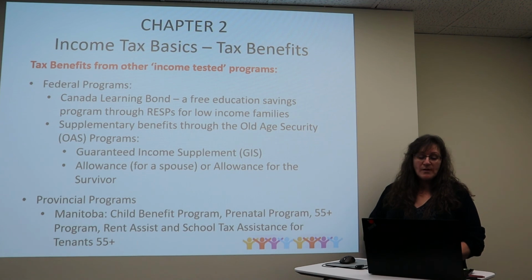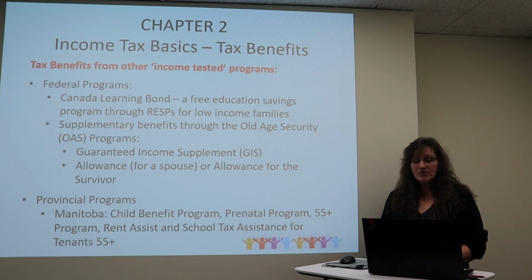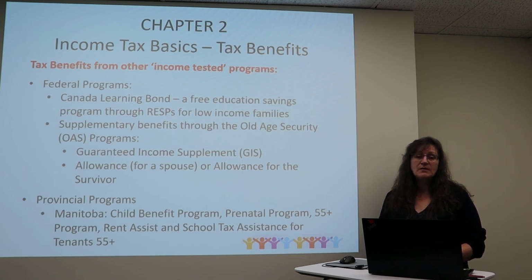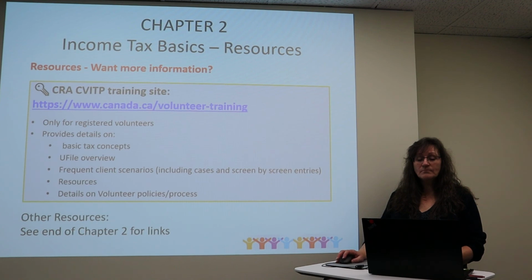Provincially, there are other programs that may require separate applications that can generate income for individuals and families. There is the Manitoba Child Benefit Program and the Prenatal Program. There is also a 55 plus income support program, Rent Assist, and the School Tax for Tenants 55 plus, which are all benefit programs that can help to improve financial well-being for eligible individuals, and they are all based on the proof of income that is shown on the tax return. So not only having the tax return completed, but having it completed accurately is going to be essential in making sure people can access benefits that they are entitled to.